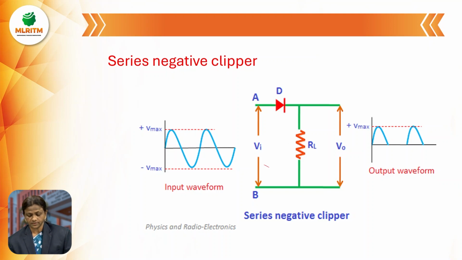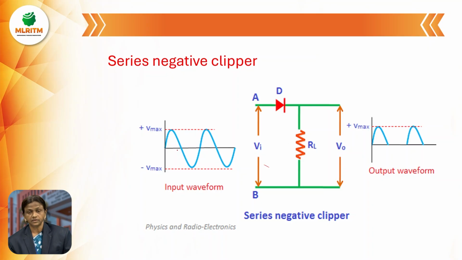So here diode D is connected. D is nothing but diode D. RL is nothing but the load resistor. V0 is nothing but output. Vi is nothing but input. Here A and B terminals are the secondary terminals of the transformer. So now we are applying the input signal Vi at the primary side of the transformer.